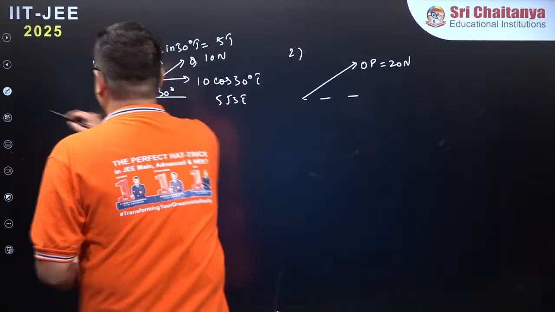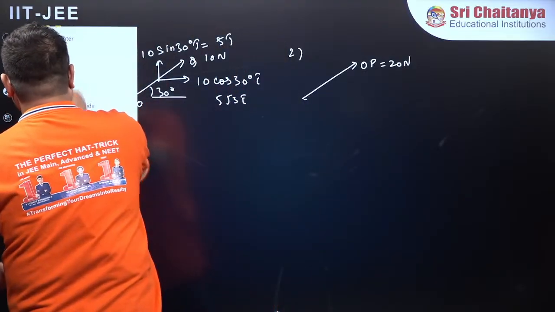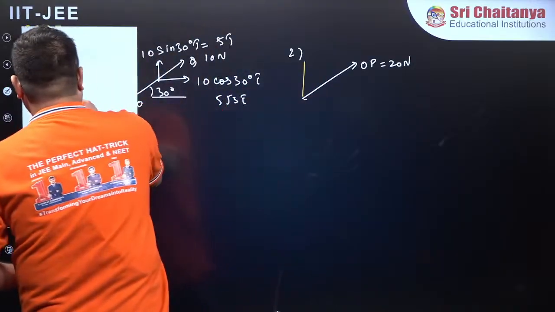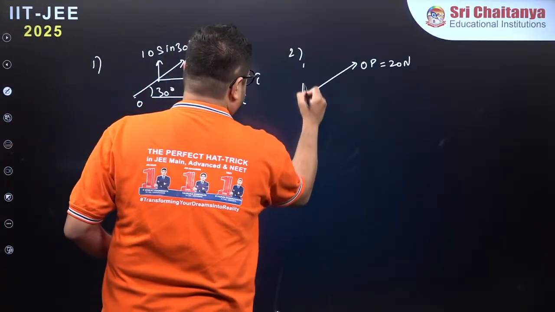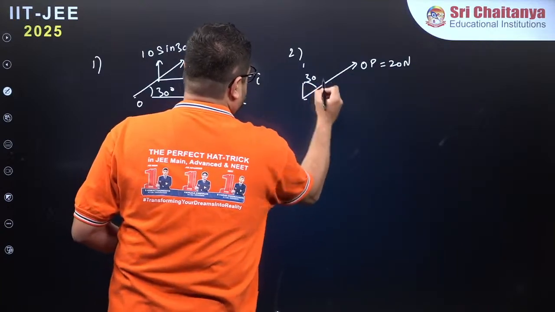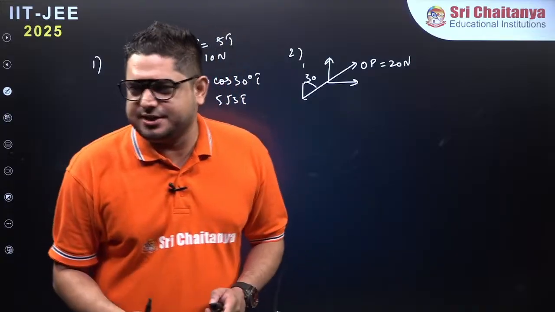You can also try to solve it by that convention as well, because you have less time to solve this type of question. So let's say that this vector OP, which is given as 20 newtons, is making an angle of 30 degrees with respect to the y-axis. Now if I resolve into components, this time I have already mentioned it.